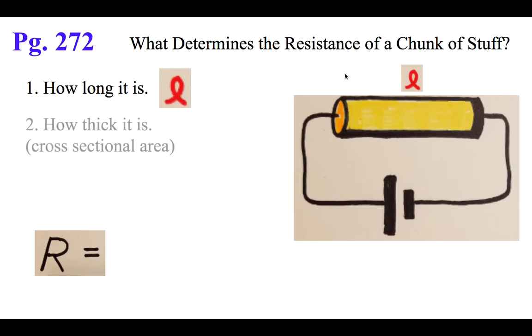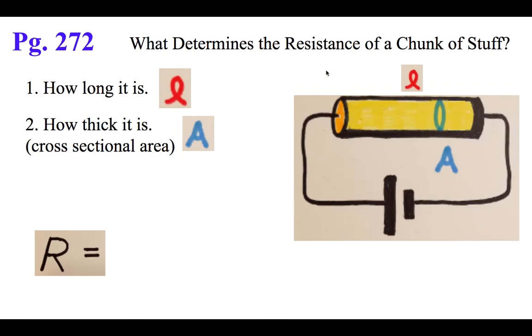And the other thing is how thick it is. You can think of the material like a pipe, and the fatter the pipe is, the easier it is for the current to flow through the pipe. So making it longer should make it tougher, and making a fatter pipe should make it easier for the material to carry current.